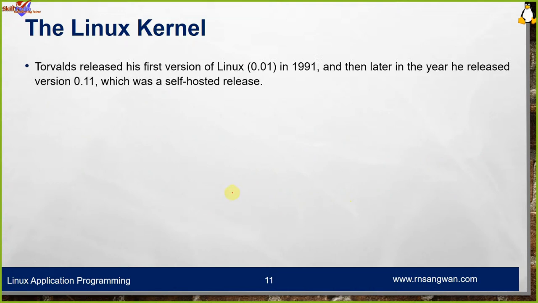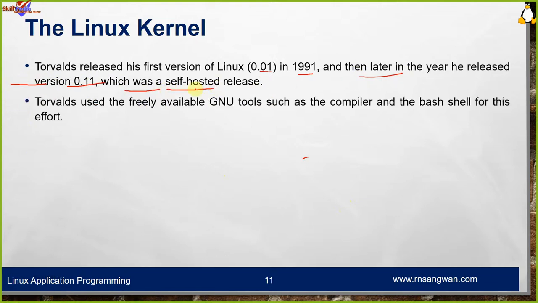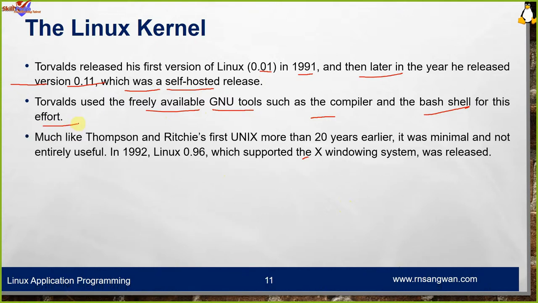Torvalds released his first version of Linux, that is 0.01, in 1991, and then later in the year he released version 0.11, which was a self-hosted release. Torvalds used the freely available GNU tools such as compilers and the bash shell for his effort. Much like Thompson and Ritchie's first Unix more than 20 years earlier, it was minimal and not entirely useful.